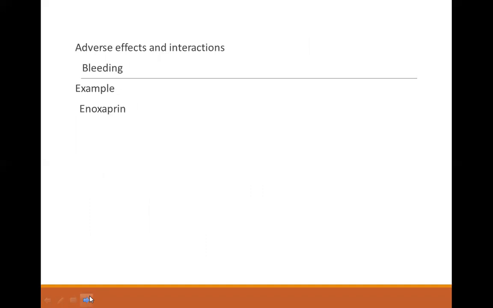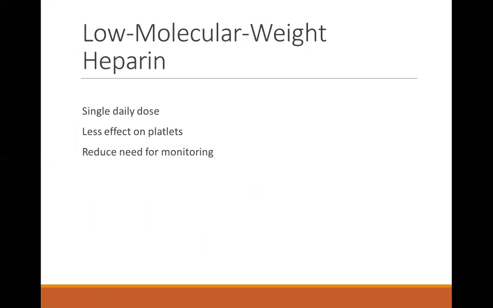So when we consider adverse effects and interactions of low molecular weight heparin or any kind of heparin, bleeding is the main complication that we can get. Enoxaparin is a brand that can be used as a low molecular weight heparin. A single daily dose is given, usually with less effect on platelets and reduced need for monitoring for bleeding.